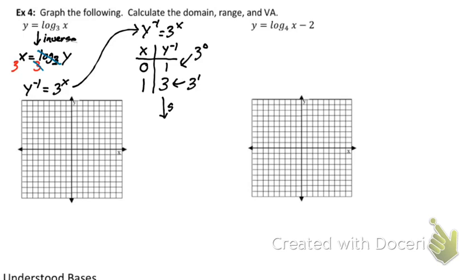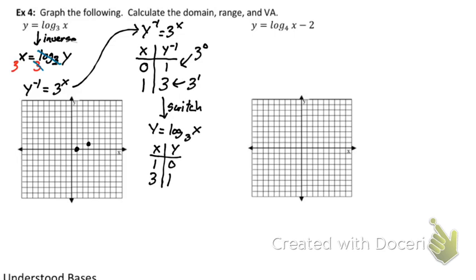So we are going to take these and switch them so that I can find my y equals log base 3 of x. So that table is going to be x, y. I switch my x and y values. So instead of 0, 1, I'm going to have 1, 0. Instead of 1, 3, I'm going to have 3, 1. Now I can plot those 2 points. So I'll plot 1, 0. I'll plot 3, 1.